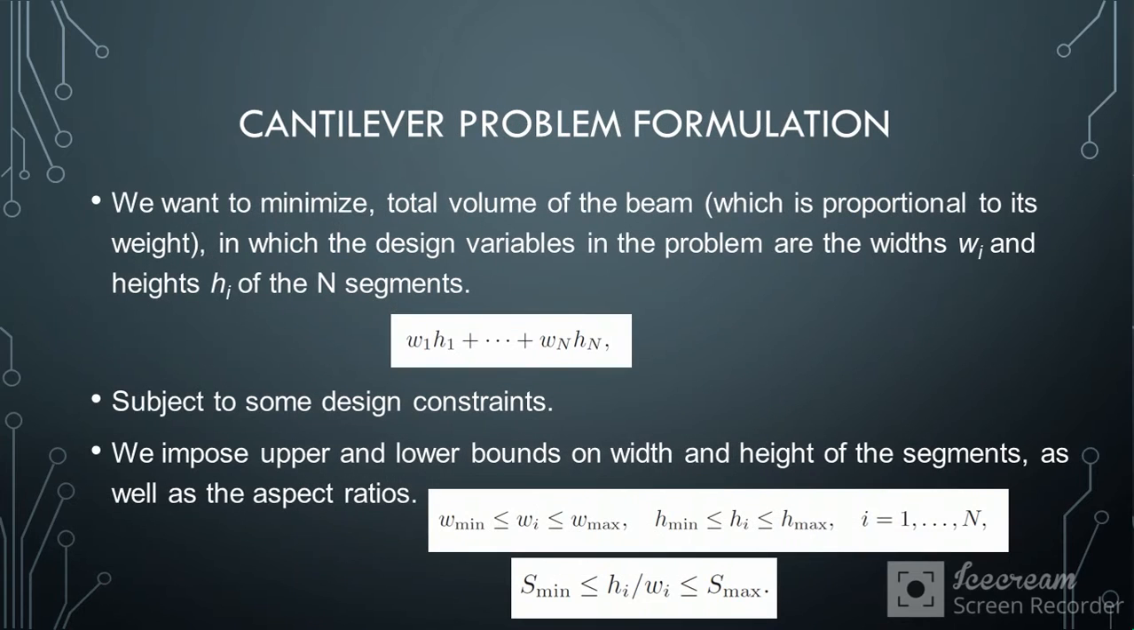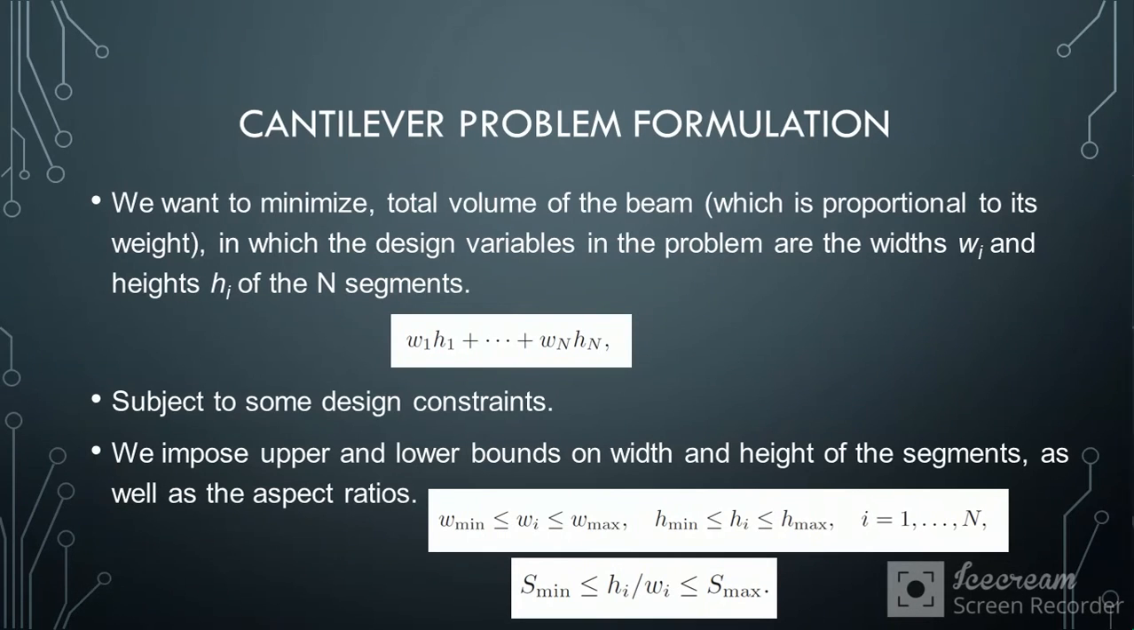Now let's try to formulate the cantilever beam problem. We want to minimize the total volume of the beam, which is directly proportional to its weight. The volume of the beam is length times width times height, as we know, but we use unit length, so for volume we use only two design variables, which are width and height for n segments. So the volume becomes width times height of the first segment plus width times height of the second segment up to the nth segment.